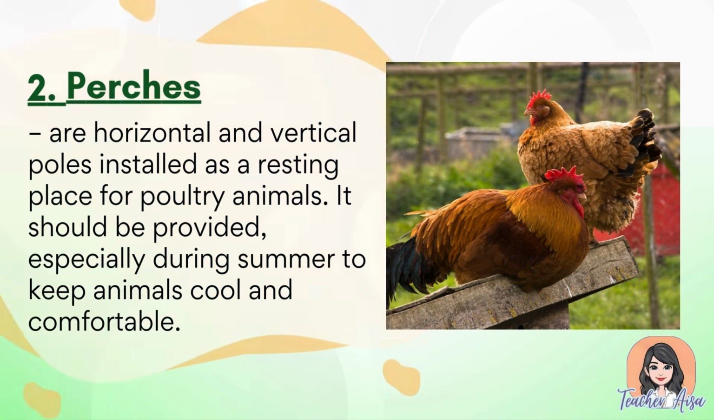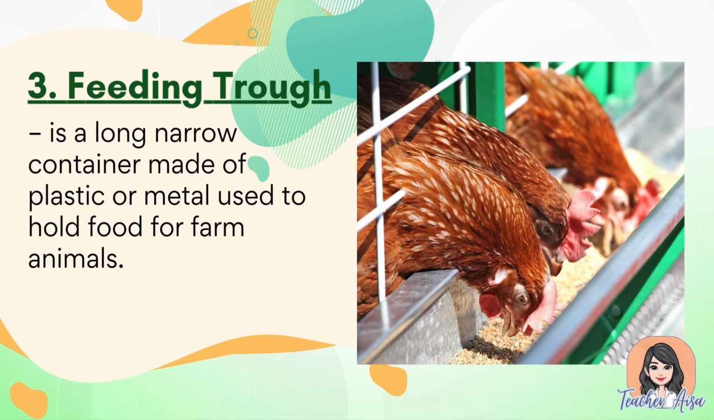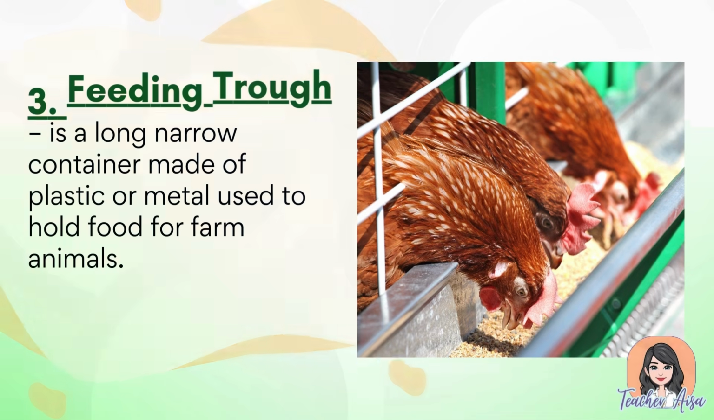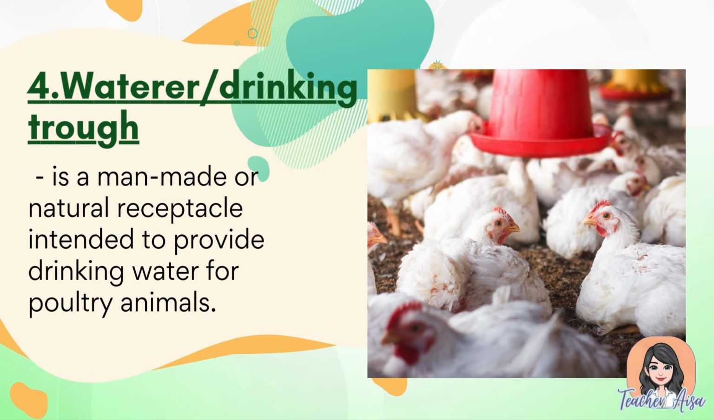3. Feeding trough. It is a long, narrow container made of plastic or metal used to hold food for farm animals. 4. Waterer, or drinking trough. It is a man-made or natural receptacle intended to provide drinking water for poultry animals.